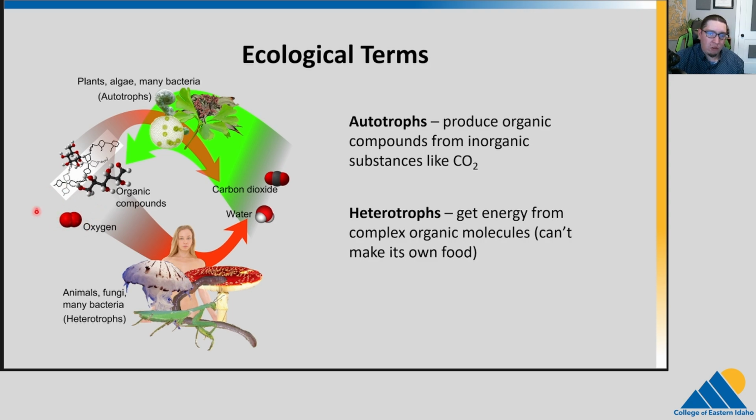They produce oxygen as a waste product, which is useful because the other group, heterotrophs, get their energy from complex organic molecules that come from other organisms. They can't make their own food. They have to eat something else. So down here we have animals, fungi. A lot of bacteria do this as well. I don't know why the human is naked in here, but we are heterotrophs. So we eat these sugars from these things or other things that have eaten these organisms, and we break them down into carbon dioxide and water.